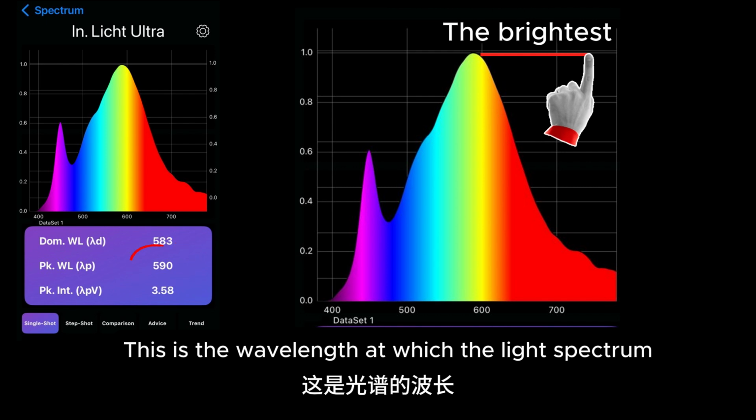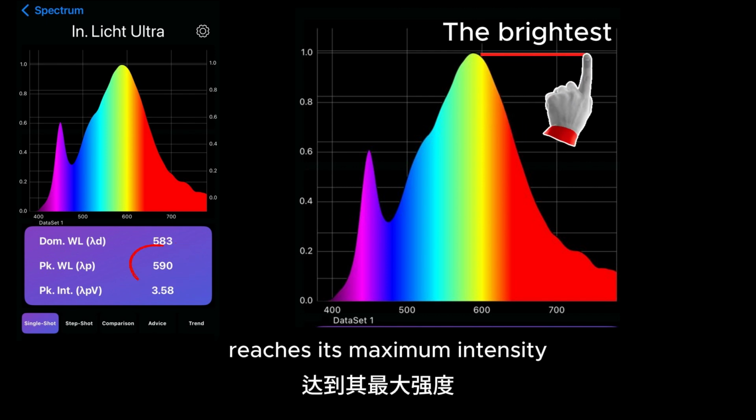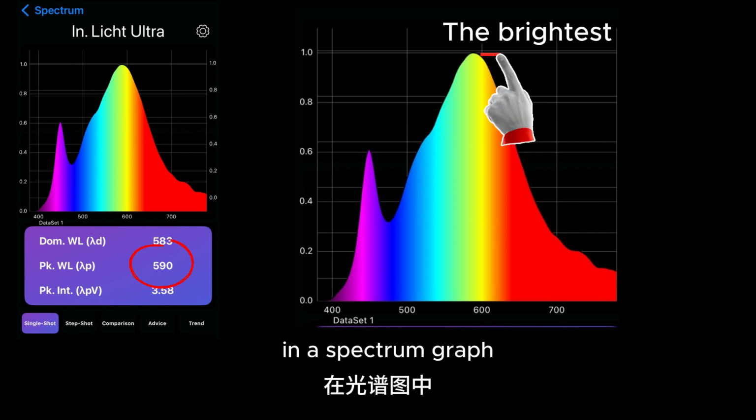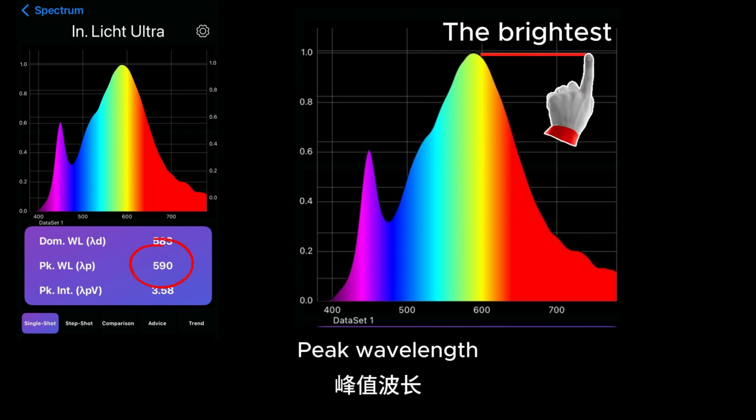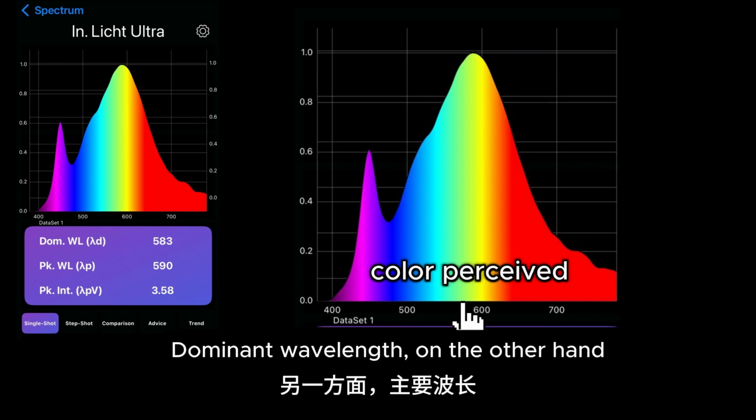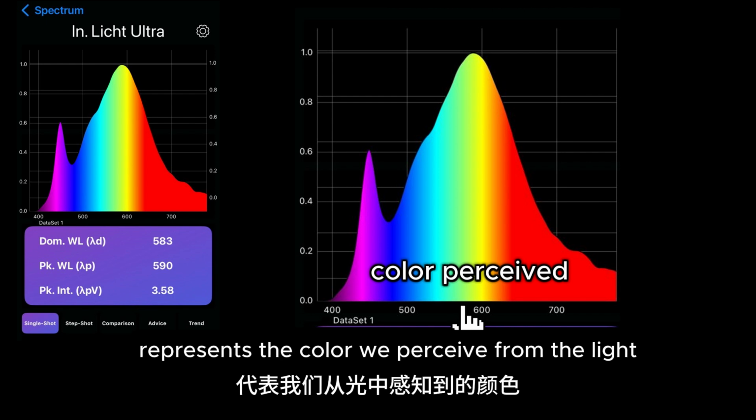The peak wavelength is the wavelength at which the light spectrum reaches its maximum intensity. It can be identified as the highest peak in a spectrum graph. Peak wavelength indicates the brightest part of the light spectrum. Dominant wavelength, on the other hand, represents the color we perceive from the light.